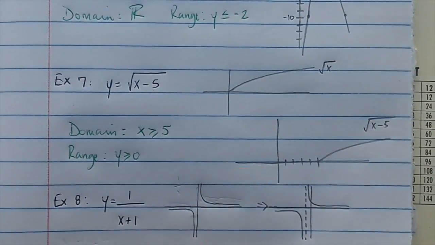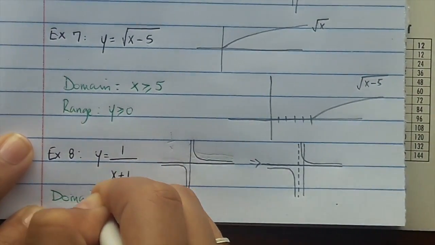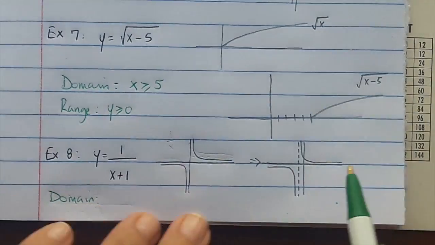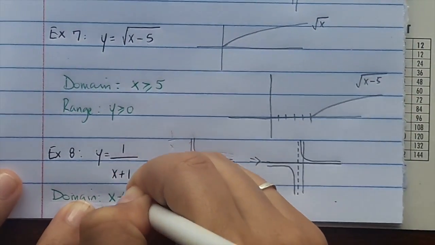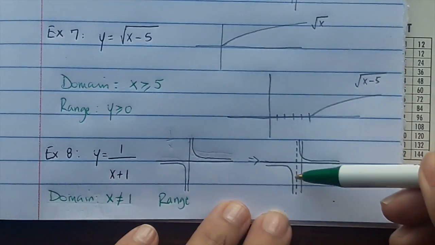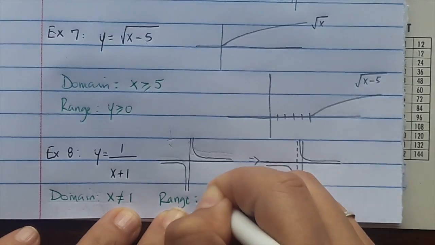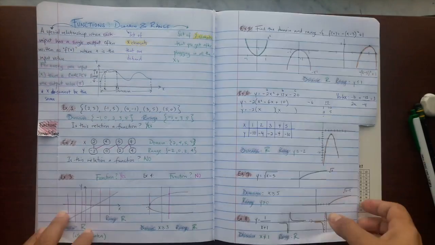Perfect. Alright, so now we're looking for the domain. So the domain looks like it's everything coming from the left, but not equal to negative 1, and everything going from the right. So domain is everything but x equals negative 1. Then the range looks like you have all negative values and all positive values. So that's all real numbers. And that's pretty much it. It gets a little bit more complicated, but if you know the basics, you can do it. So let's practice.